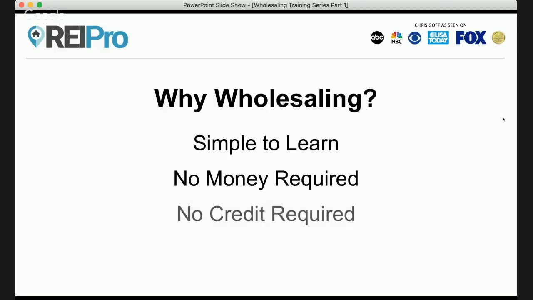And then no credit required, because you're not actually applying for a loan. You're not going down to the bank, please, please, Mr. Bank, give me a loan. You don't need that because you're not ever taking title to the property in wholesaling, which is nice, very attractive for people. And obviously it makes extra income for you.